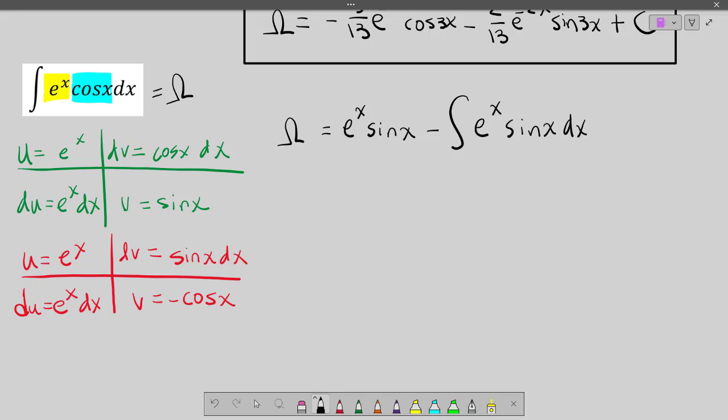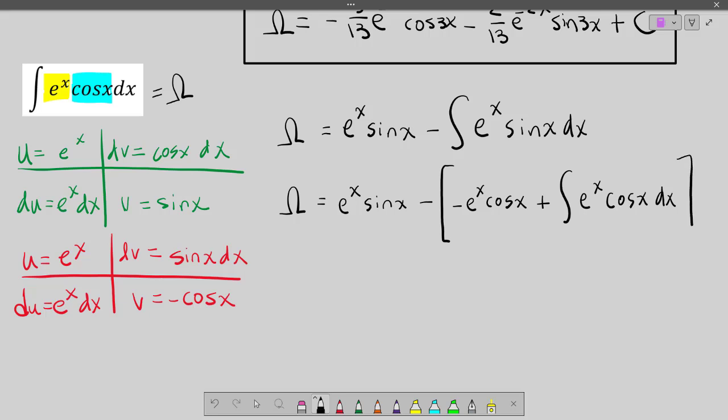So let's see. We have omega on the left is equal to e to the x sine of x. Oh, and I forgot to put the minus on the inside, so I just have to make sure I'm super careful. There's going to be a distribution. So uv is minus e to the x cosine x, uv minus the integral of v du. v du is negative, so that's going to make that a plus integral e to the x times cosine x dx, close those big brackets.